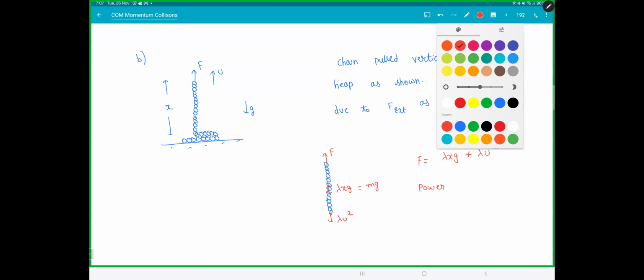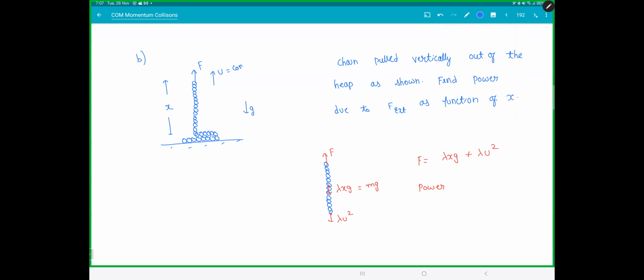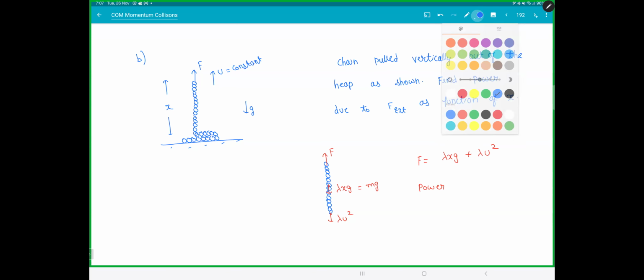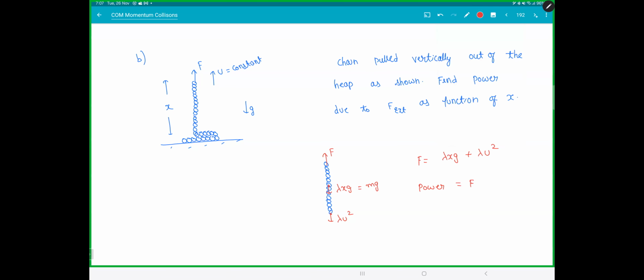We are assuming u is constant. If it is accelerating, that's a different story. Then we will get F minus lambda xg minus lambda u square is mass into acceleration. But u is constant, so power will be F into u. So your force has to do two things. One, pull the chain out of the heap. Second, balance the weight which is already out. Clear, everyone?